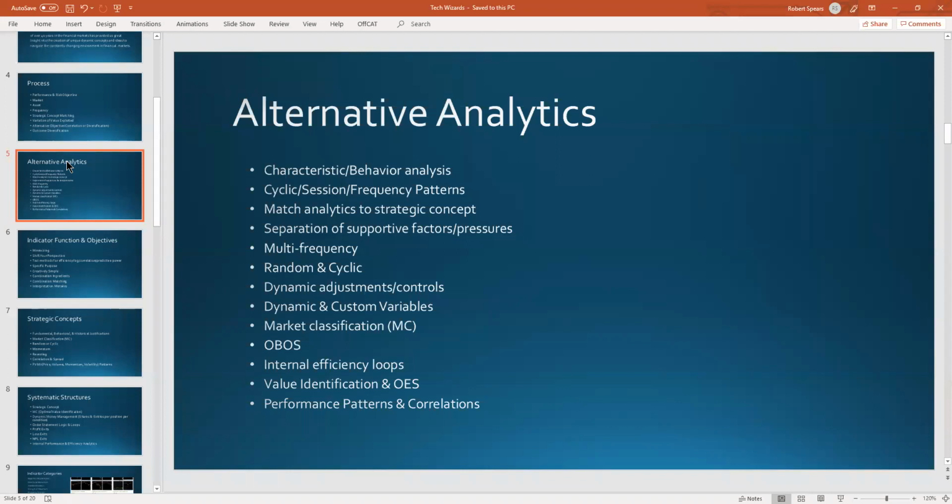Match analytics to strategic concepts. A lot of times, especially in the beginning when you're first designing a concept, it's reversed: you're using an analytic method to determine a strategic concept. And so we do things a little bit differently. We want to use the most efficient analytic in line with whatever strategic concept that may be, whether it be momentum or reverting.